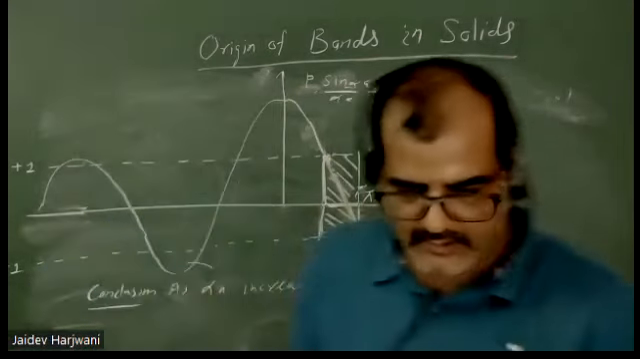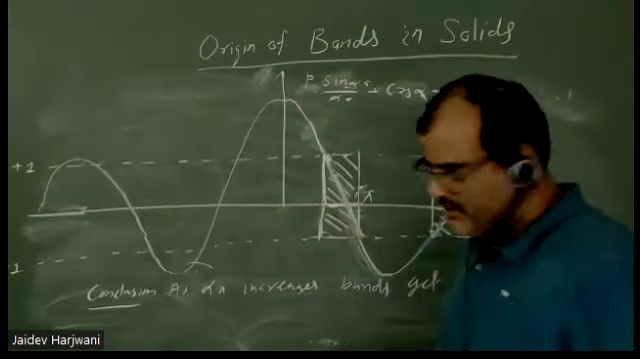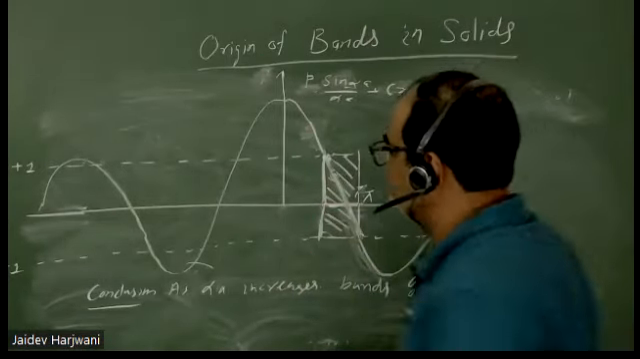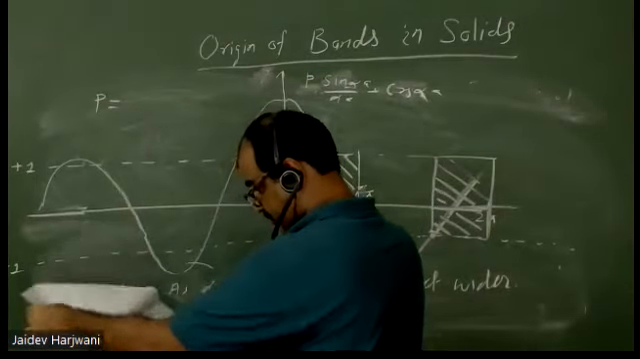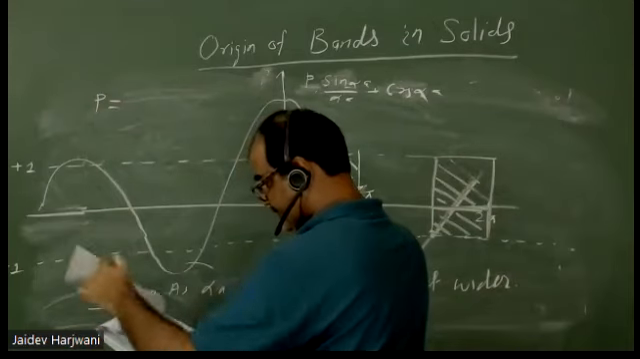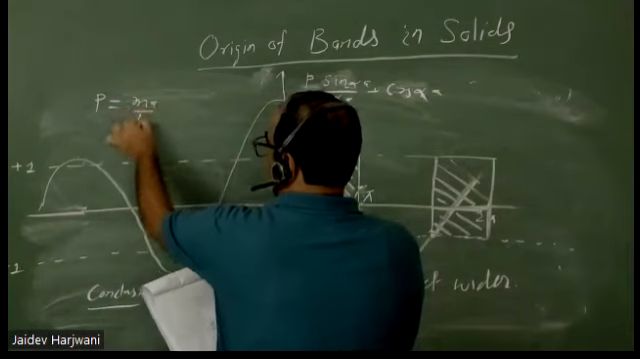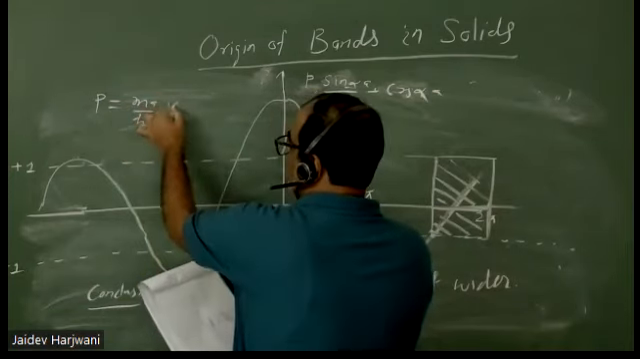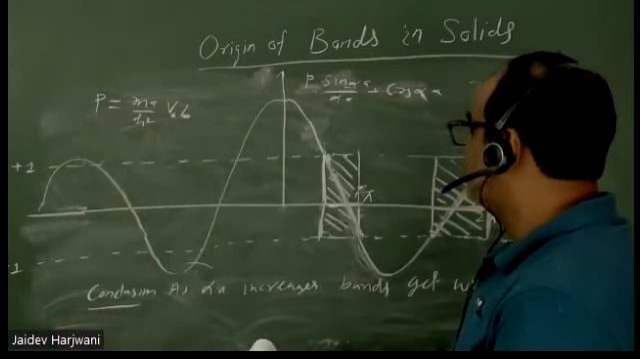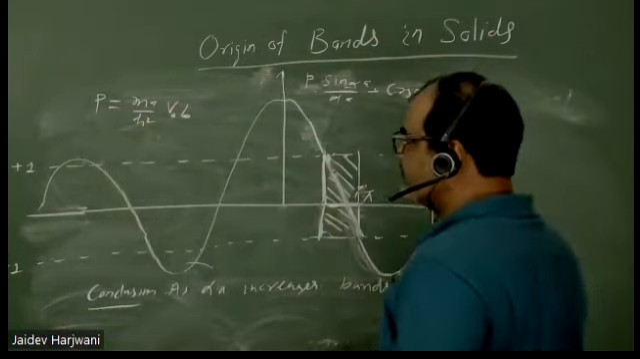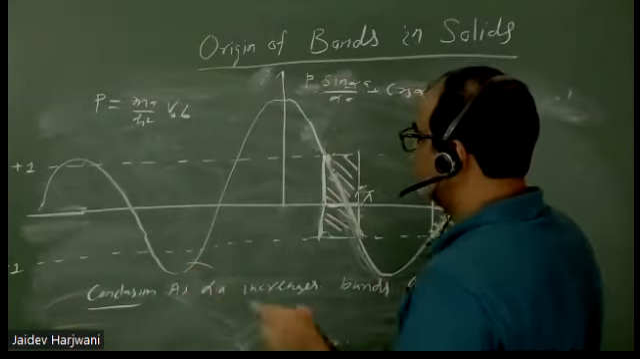Now we'll talk about this potential. What is the value of P? The value of P was m a h cut square V naught B, where V naught B is the strength of this potential.